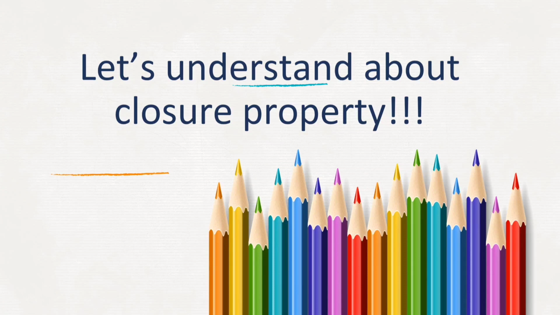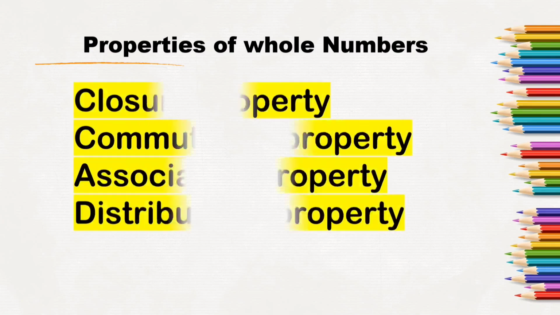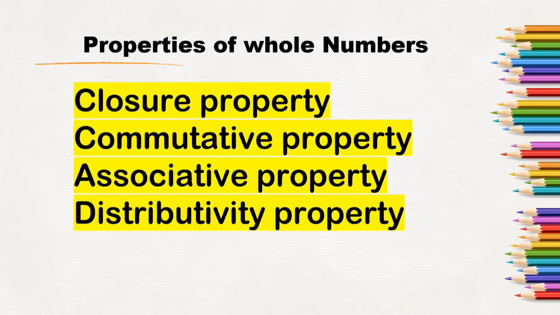Students, in today's video, we'll understand about closure property. Under properties of whole numbers, there are four main properties. They are closure property, commutative property, associative property, and distributivity property. First, let us understand about closure property.